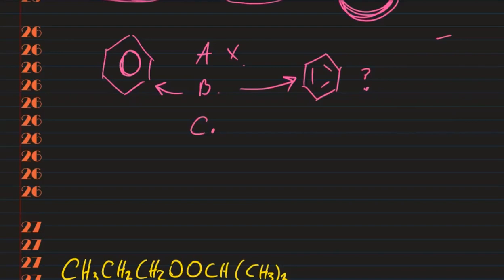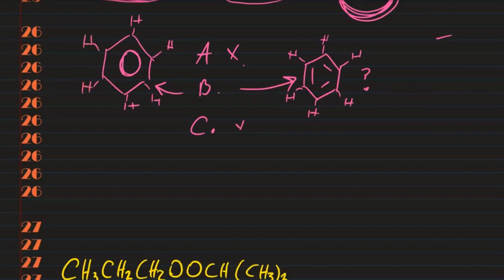C, 6 signals in an H1 NMR. No, that's not true. Every hydrogen is in an identical environment. Doesn't matter which model you use. Every hydrogen's the same all the way around. So C's wrong.